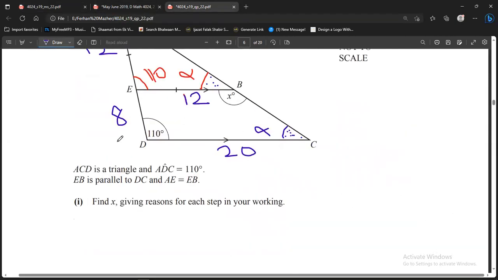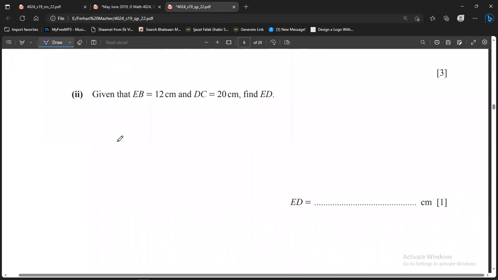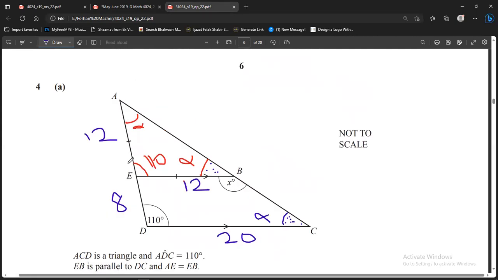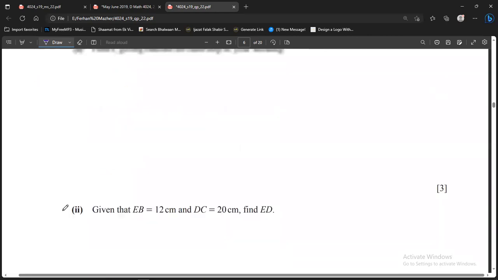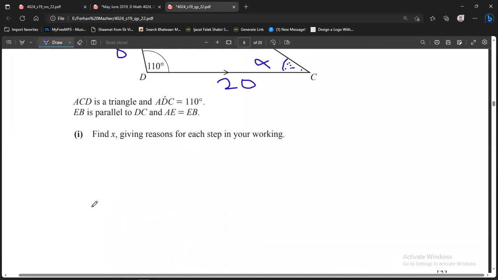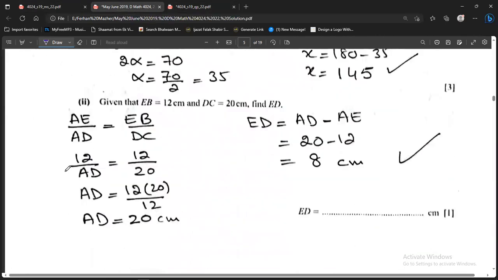Okay, once we know this, then their question is, given that EB is equal to 12 centimeter and DC is 20 centimeter, find the ED. They have given us that EB is 12. If this is 12, then this will also be 12 because this is an isosceles triangle. This big triangle is also isosceles. If this is 20, then this will also be 20. So the whole thing is 20, this is 12, so it will be 20 minus 12, and that will be 8. ED is the question, sorry. So ED will be 8.